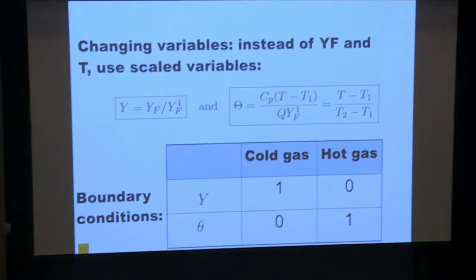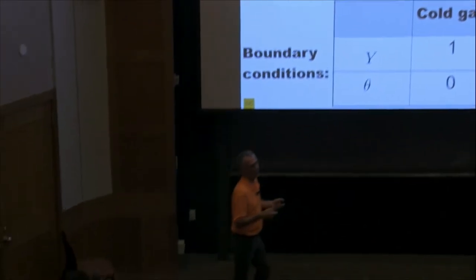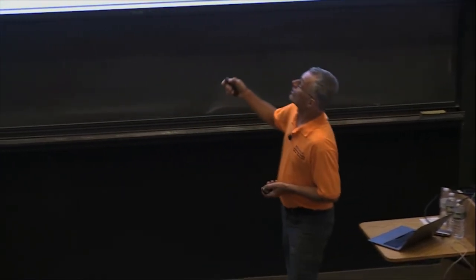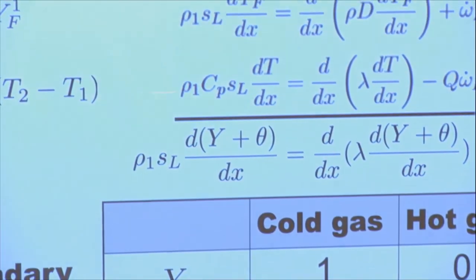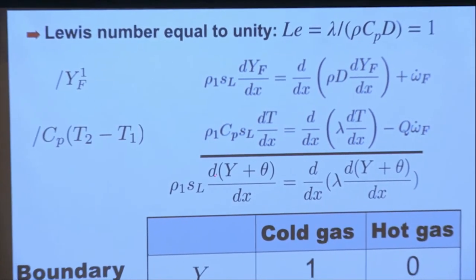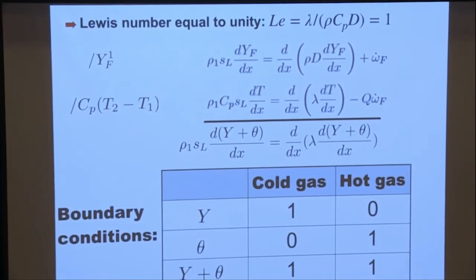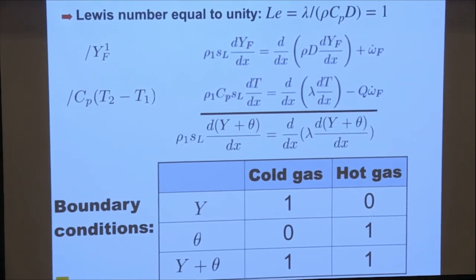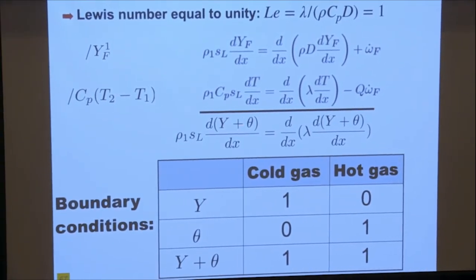So I'll keep the temperature as theta, and it is the reduced temperature, T minus the fresh gases divided by the burnt minus the fresh. So this thing goes from zero in the cold gas to one in the burnt. And the fuel mass fraction, I'm normalizing it by the inlet mass fraction so that it goes from one to zero. Now, those of you who are used to that know where I want to go. I don't like the idea of having two variables. I'd like to have only one. So these variables look like they could be combined. Maybe they're not independent. So how can we do that? You take the first equation here and you divide it by YF1. You take the second one, you divide it by Cp (T2 minus T1), and then you sum the two equations.